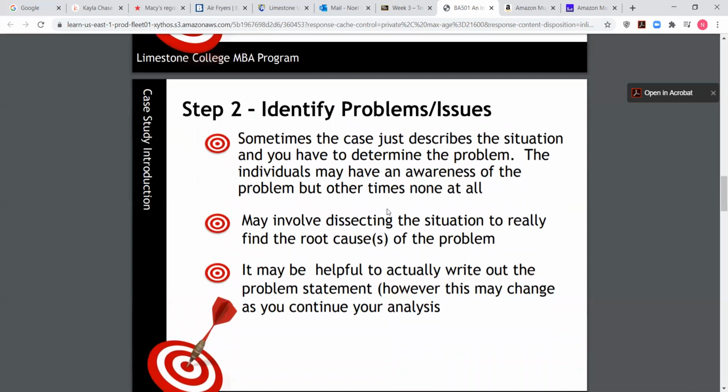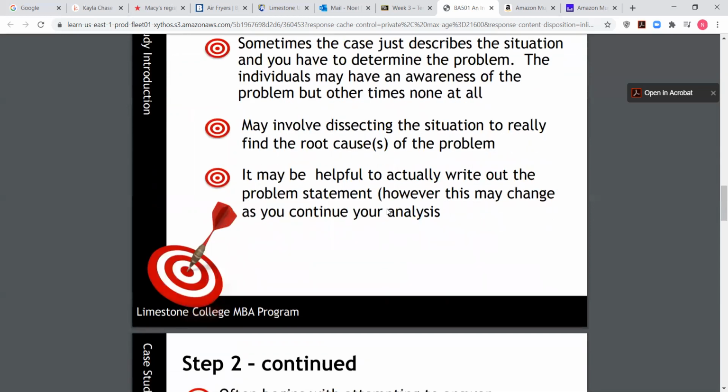In identifying the problems, you're going to be looking for those root causes. You're going to be digging down. Don't look at the surface. Don't just look at what the issues are. Look beyond that and consider how you would dig down to what causes those things, just like you would if you were a consultant.